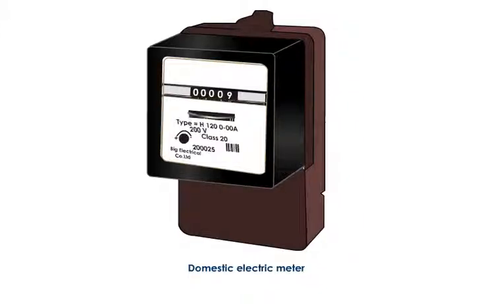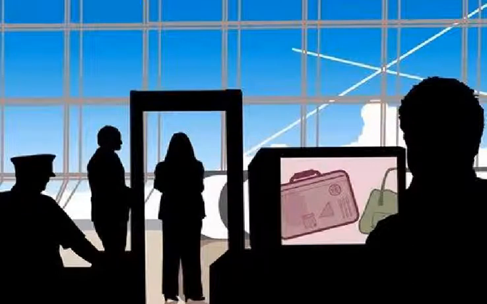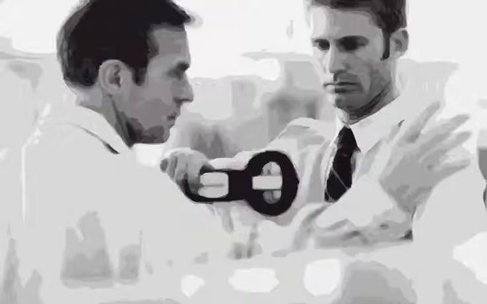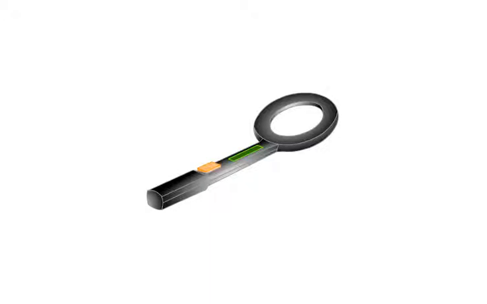The metal detectors used at airport security checkpoints operate by detecting eddy currents induced in metallic objects. The metal detector at an airport security checkpoint generates an alternating magnetic field. This magnetic field induces eddy currents in any conducting metal objects carried through the detector.